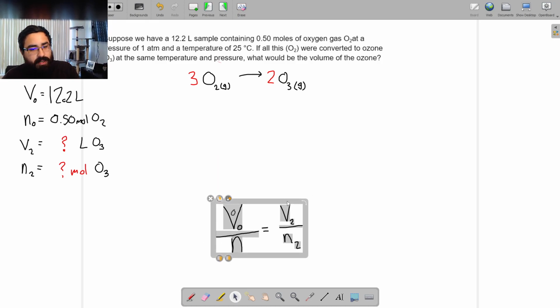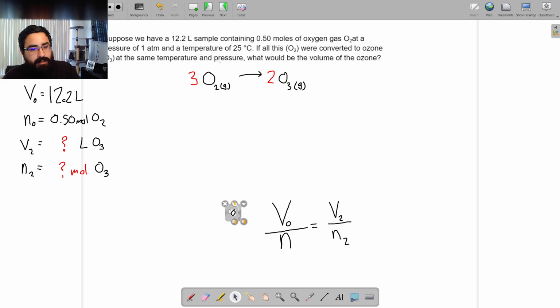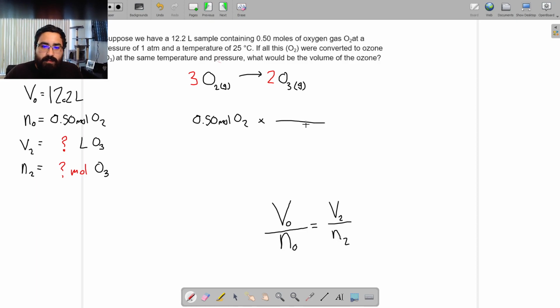And then we'll use our equation. Come back here. There we go. All right, so if we got 0.50 moles of O2, and we want to turn that into moles of ozone, so we want moles of ozone, but we have moles of O2, we've got to use the mole ratio. So in front of the oxygen, there's a 3. So we're going to put 3 moles of O2 here, and in front of the ozone, there's a 2. So there we have it.